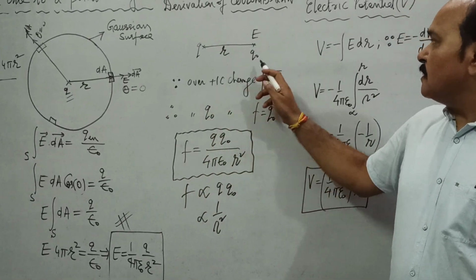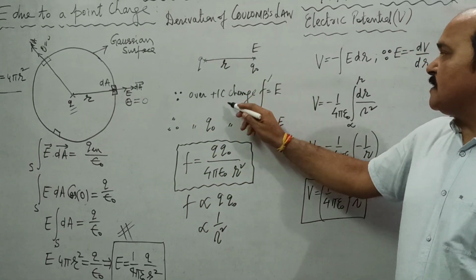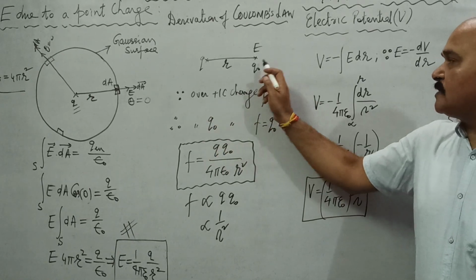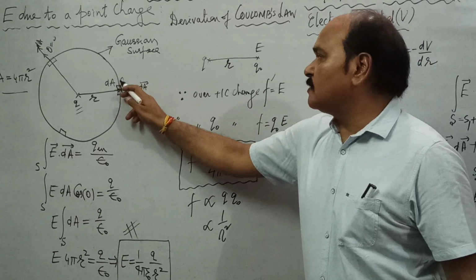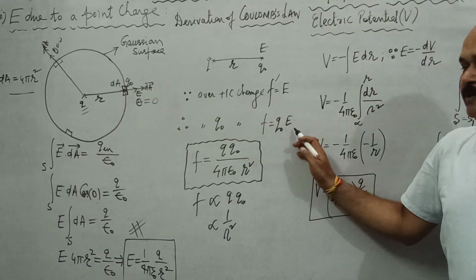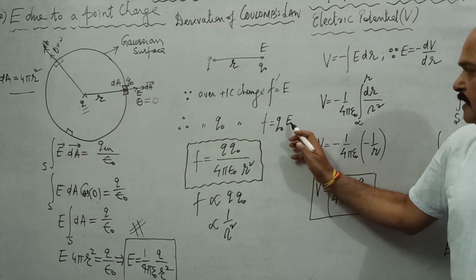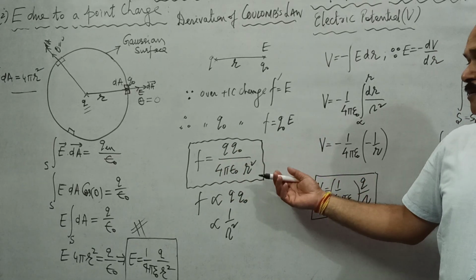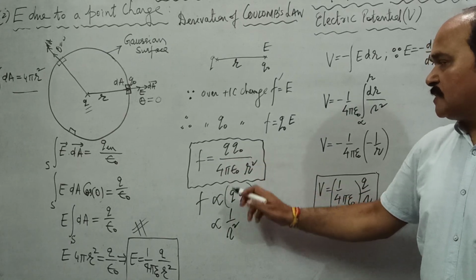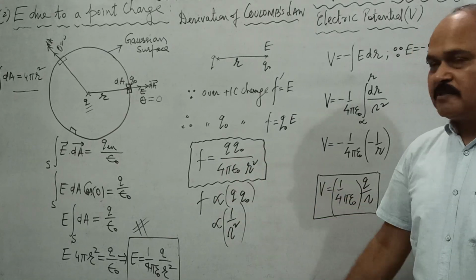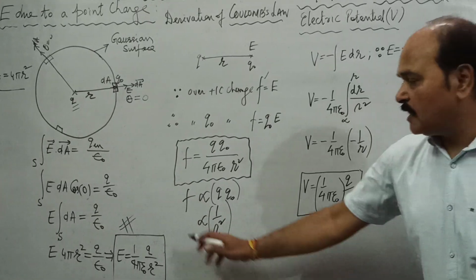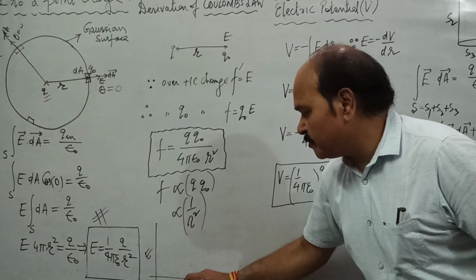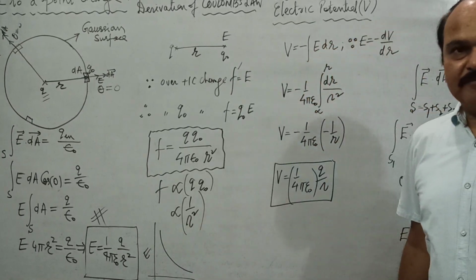Since this E is the force acting over unit charge, over plus 1 Coulomb charge, the force is E. Therefore, force over Q naught charge, which is kept here, would be what? Q naught into E. If we substitute the value of E here, we get F is equal to Q Q naught upon 4 pi epsilon naught r square. This is what is Coulomb's law. Force is directly proportional to product of charges, and it is inversely proportional to square of distance between the charges. Well, this electric field intensity, if plotted against r, the graph is going to be a rectangular hyperbola like this.